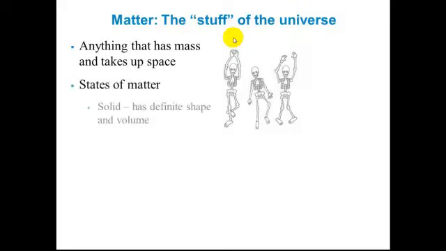The first state of matter is a solid. A solid has a definite shape and volume, and the examples of solids that you might find in the body would be things like the bones.